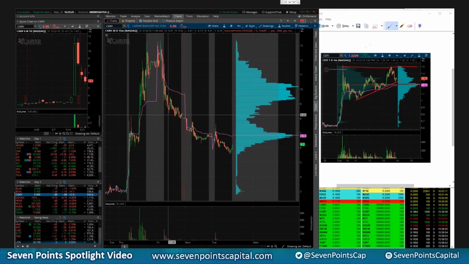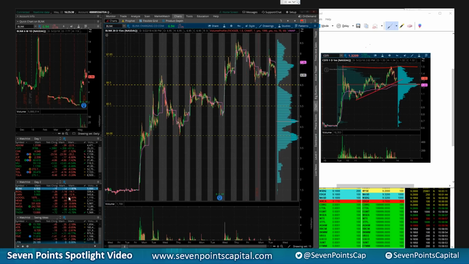So I always look for pops into resistance, pops into volume profile nodes, so that I can use them as resistance to get short, right? What's another one? This one is not going to be the easiest one, right?